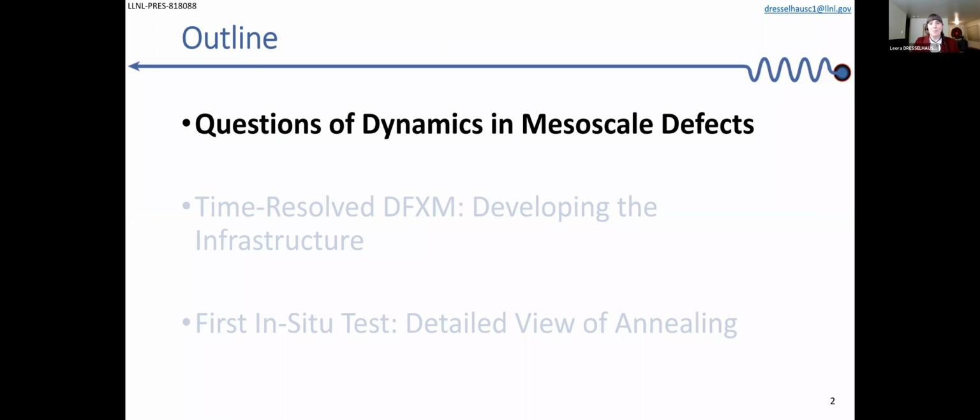My story today will be split into three chapters. I'll start by focusing on the questions that we have of dynamics, specifically at the mesoscale in these defects. Then I'll turn to explaining the infrastructure that I've developed, both optical and X-ray, as well as the interpretation and analytical methods to be able to use time resolved DFXM. And then I'll turn to a first study that I did, a detailed view at the single dislocation level of subsurface dynamics at the highest temperatures in annealing.